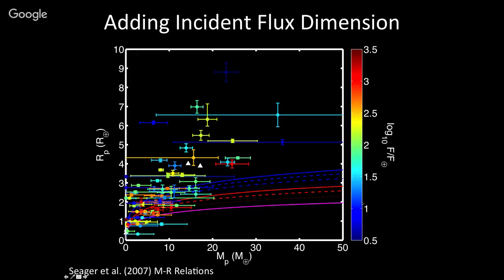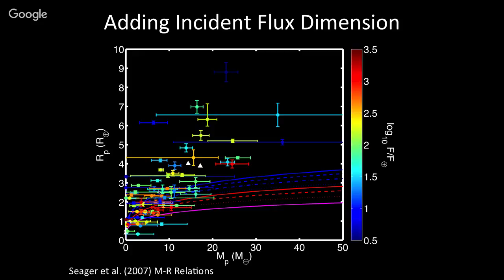And so the fact that this color bar only goes down to 0.5 is essentially showing that every point on this diagram, so every exoplanet for which we have both a mass and radius measurement to date, is more strongly irradiated by its star than the Earth is by our sun. And that's just a symptom of the selection effects and biases in the radial velocity and transit techniques. Essentially, it's much easier to discover planets that are on closer orbits to their host stars.